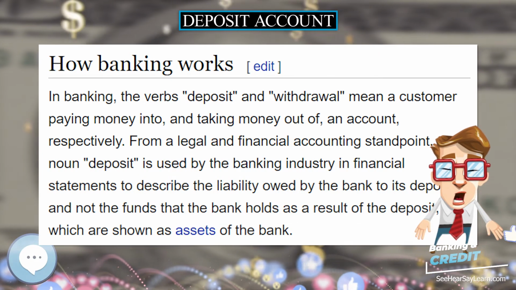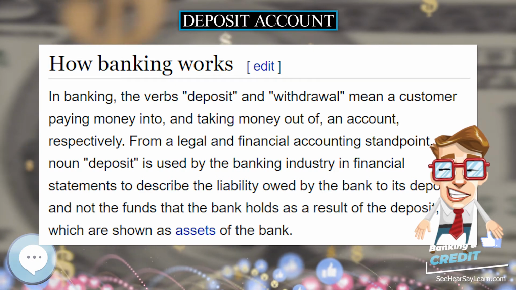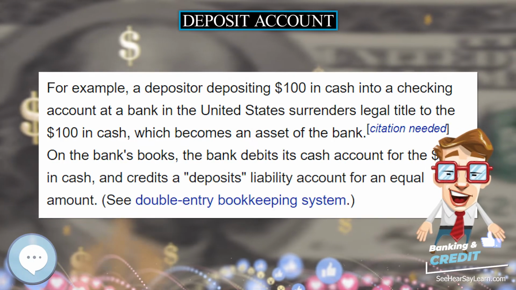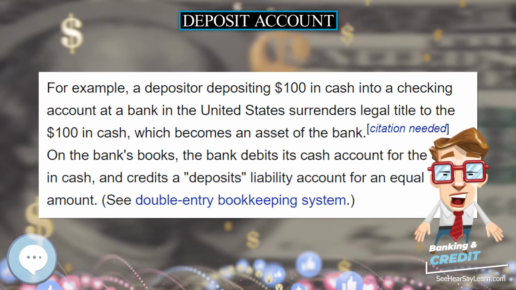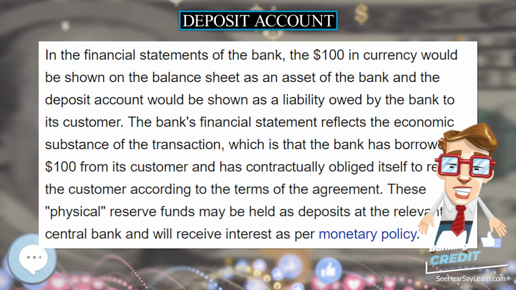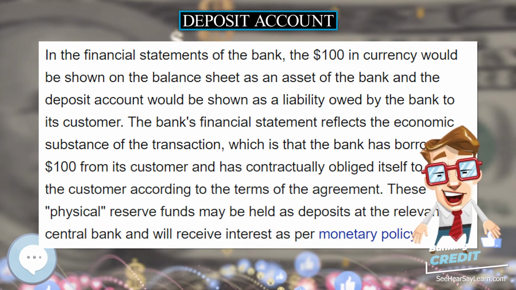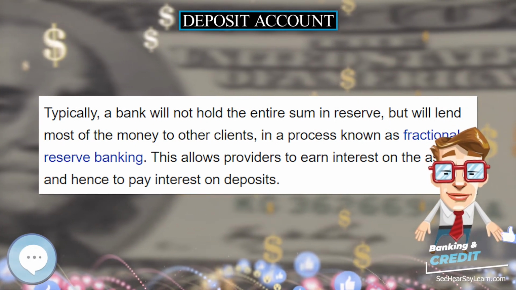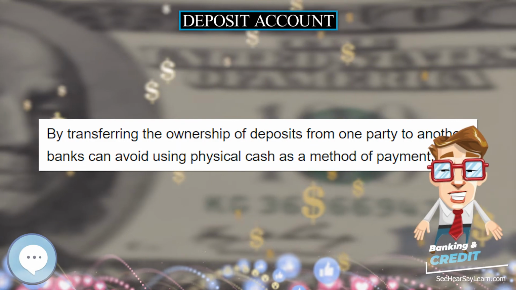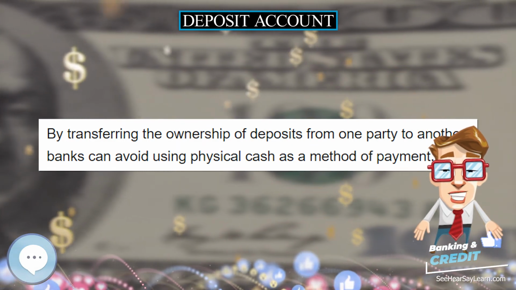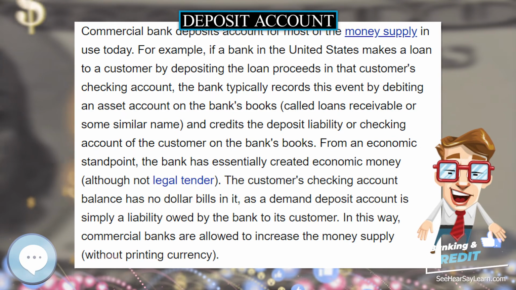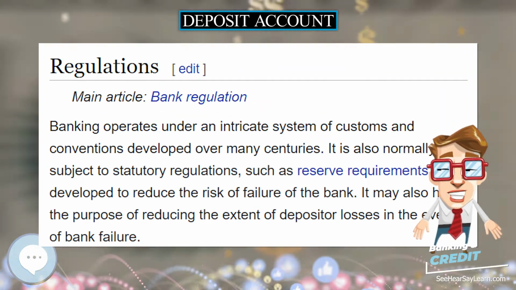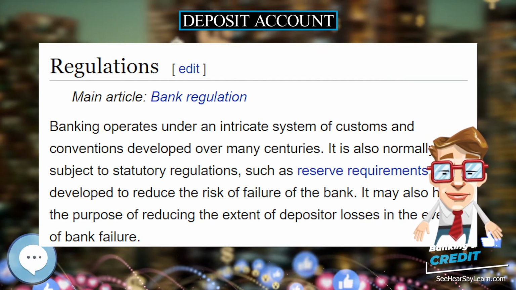For example, if a bank in the United States makes a loan to a customer by depositing the loan proceeds in that customer's checking account, the bank typically records this event by debiting an asset account on the bank's books, called loans receivable or some similar name, and credits the deposit liability or checking account of the customer on the bank's books. From an economic standpoint, the bank has essentially created economic money, although not legal tender. The customer's checking account balance has no dollar bills in it, as a demand deposit account is simply a liability owed by the bank to its customer. In this way, commercial banks are allowed to increase the money supply, without printing currency.